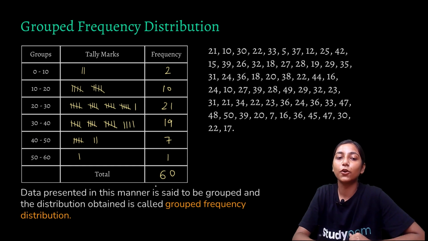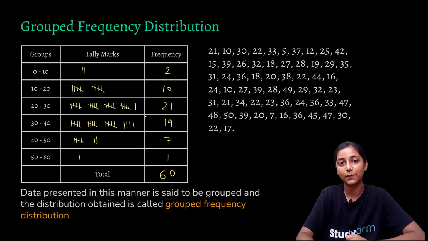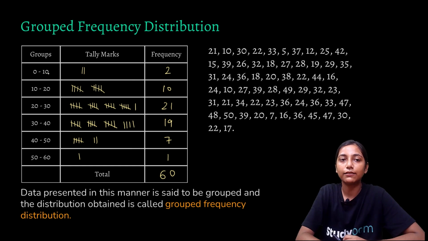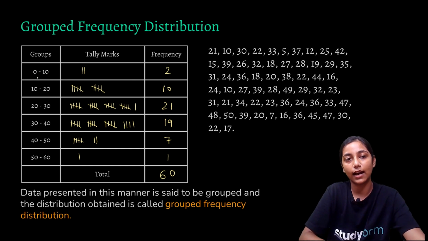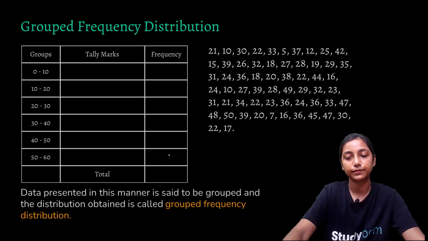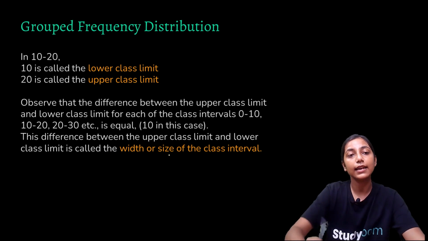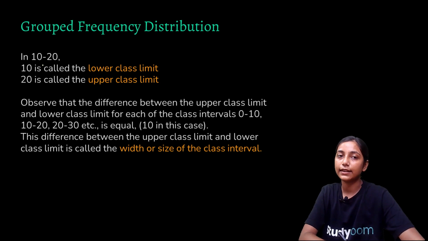So this is a grouped frequency distribution and we have made this whole table. This is a grouped frequency distribution table. We have seen that this data is contained in the classes, and these are known as class intervals. These are the marks, this is the frequency, and the total is found by adding all the frequencies together.